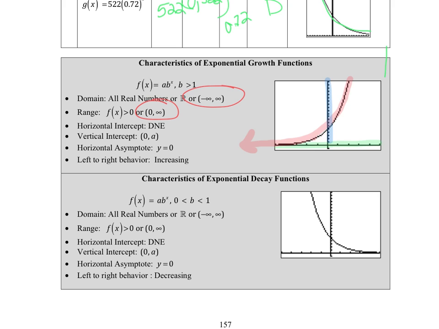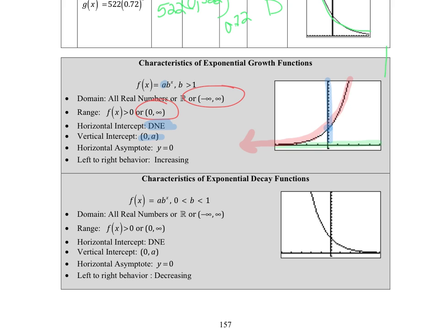There is no horizontal intercept for any exponential function because it will never cross the x-axis. So the horizontal intercept does not exist. It will have a vertical intercept. It crosses the y, so that's just going to be whatever that point is right there. It's also the value in the A position.